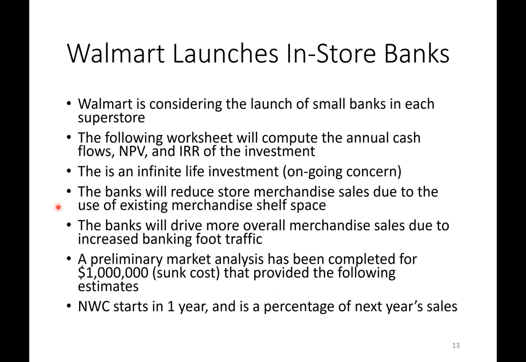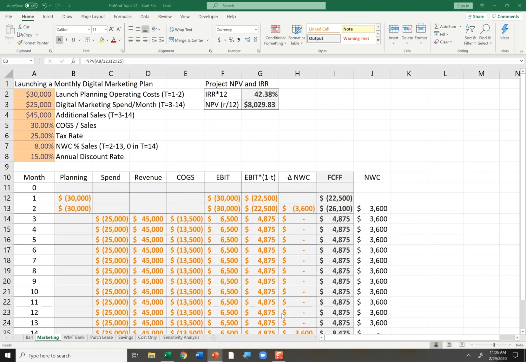The banks will reduce store merchandise sales due to the use of existing merchandise shelf space. So that's going to be a cannibalization of sales just because of less shelf space. But they're also going to drive more merchandise sales due to increased banking foot traffic. So we're going to account for the cannibalization and sales creation. And then a preliminary market analysis has been completed for $1 million that provided the following estimates. And net working capital starts in year one and is a percentage of next year's sales. So let's go to the spreadsheet.